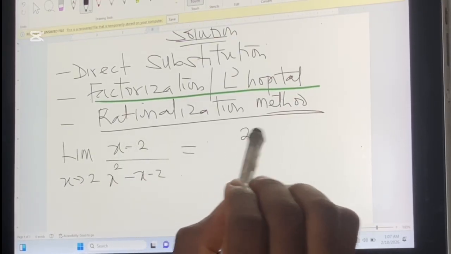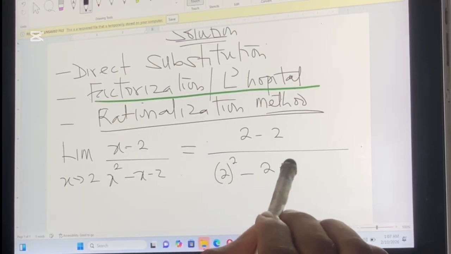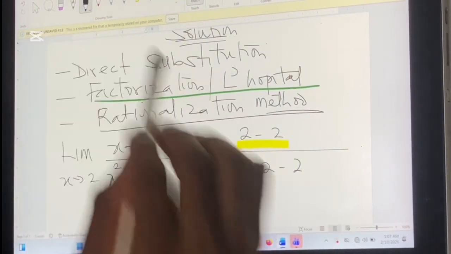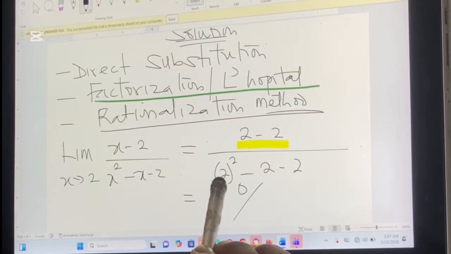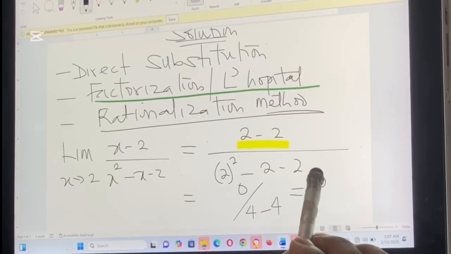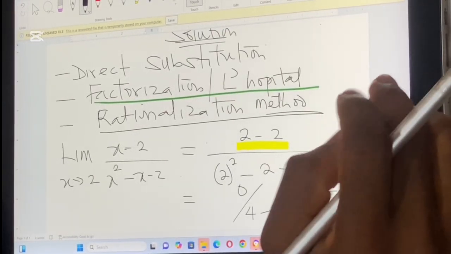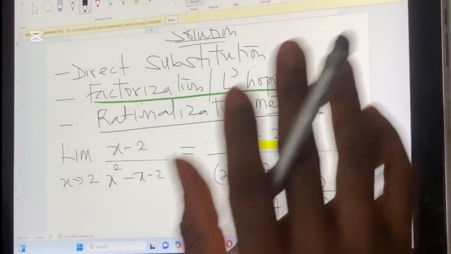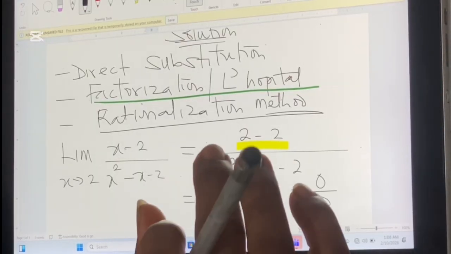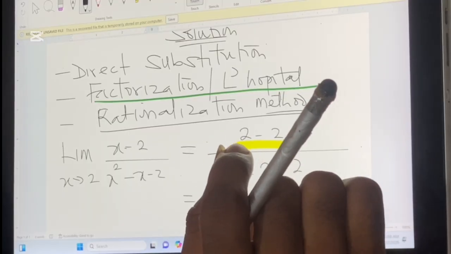So our value here will be 2 minus 2 over 2 all squared minus 2 minus 2. So the result of the numerator gave us 0, over 2 all squared will give us 4, minus 2 minus 2 will give us 0. So this will give us 0 at numerator over 0 at denominator. So it means that this limit is an indeterminate limit. Please take note. So all indeterminate limits can only be solved using factorization method or L'Hopital's rule.